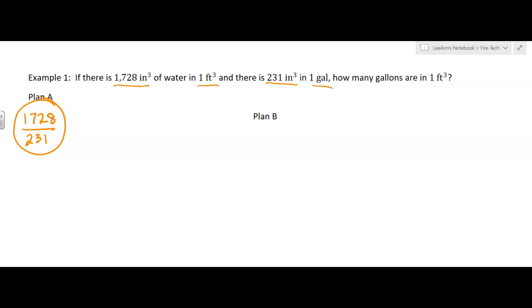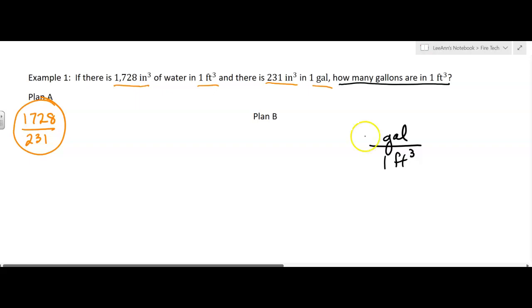I look at the end. What's the question I have? How many gallons are in 1 cubic foot? So this is my plan B. Gallons, that's what I want to know, in 1 cubic foot, or gallons per cubic foot, right? That's what I'm trying to figure out. This is what I don't know. So then I go to what I do know.